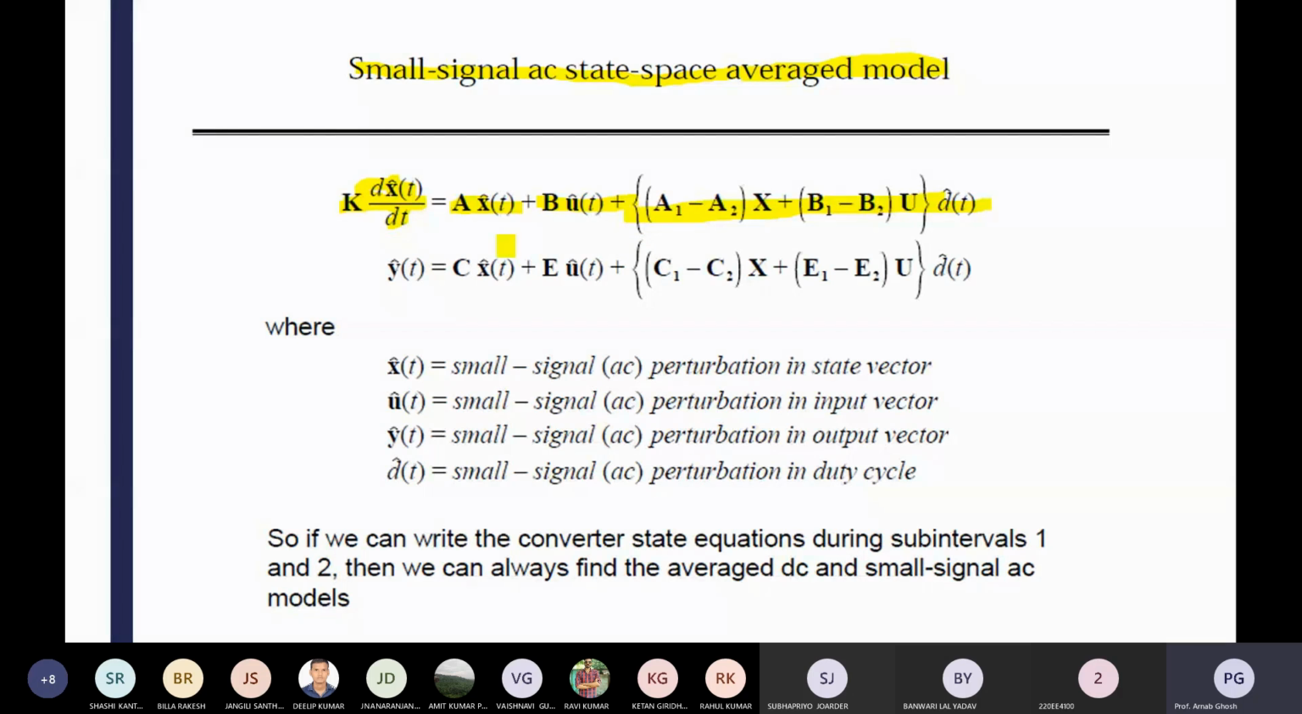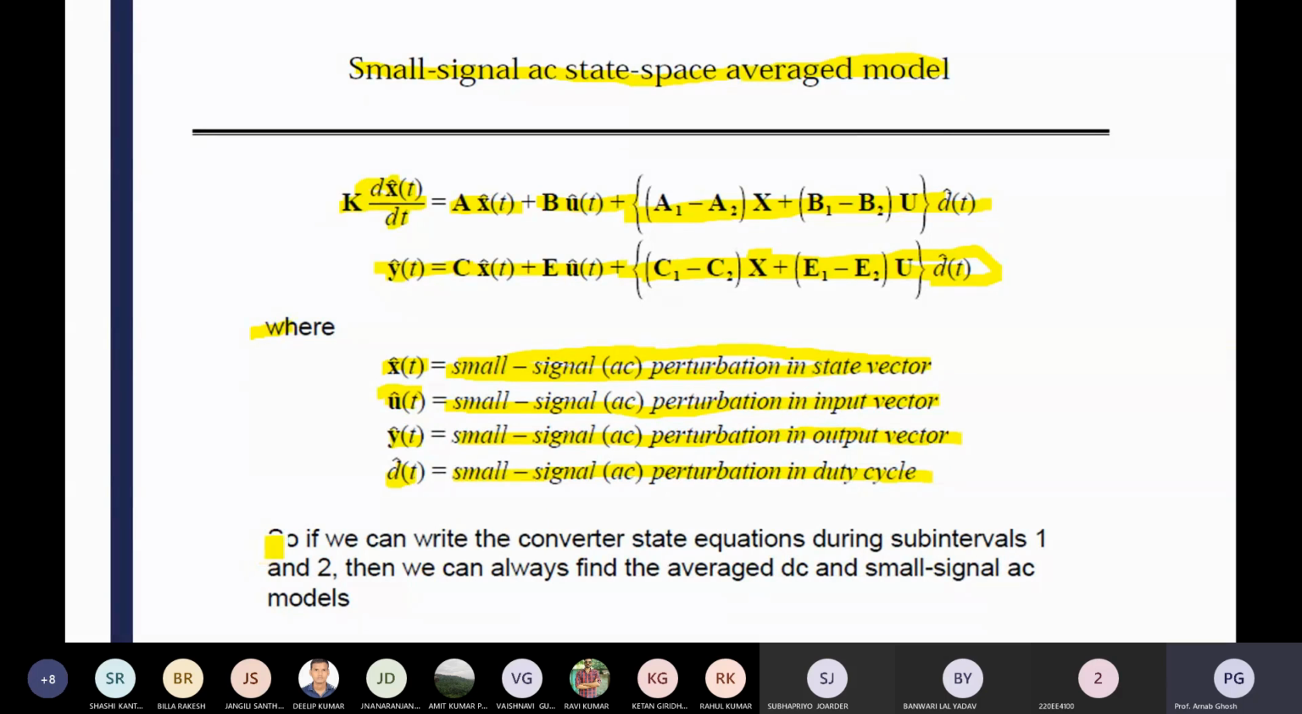You have the on state equation and the off state equation, then you subtract them, and then you will get this value. Then u(t), then y(t), that is C x hat(t) plus E u hat(t) plus, within brackets, (C1 minus C2) into X, the steady state value. You know that one, all the steady state values. Where x hat(t) is the small signal AC perturbation in the state vector, u hat(t) means the small signal perturbation in the input vector, y hat(t) is the small signal AC perturbation in the output vector, and d hat(t) is the small signal AC perturbation in the duty cycle. That we can understand over here.